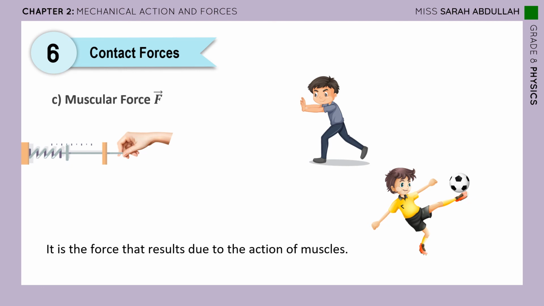And the third contact force is the muscular force, F. From the name of it, it is the force that results due to the action of muscles. So actually, the action of muscles is exerting that force, okay? Let's look at the cases. Here we have a spring balance, okay? And I'm pushing it horizontally. The point of application is the point of contact. It is this point, and I'm pushing it outwards like this.